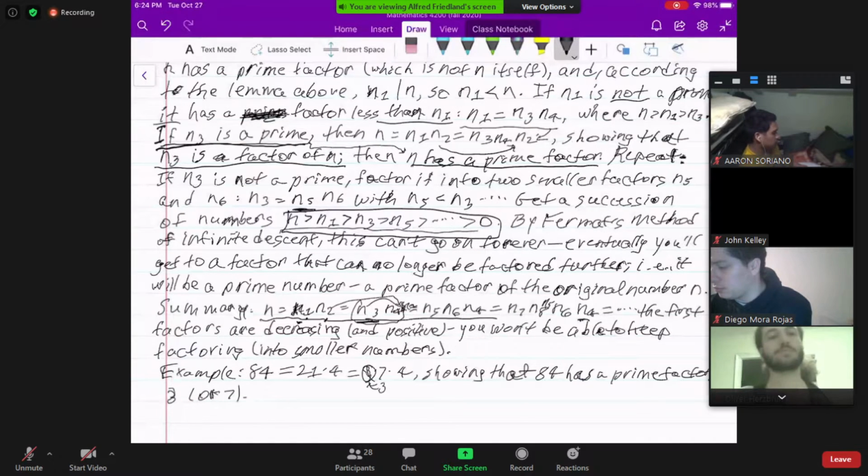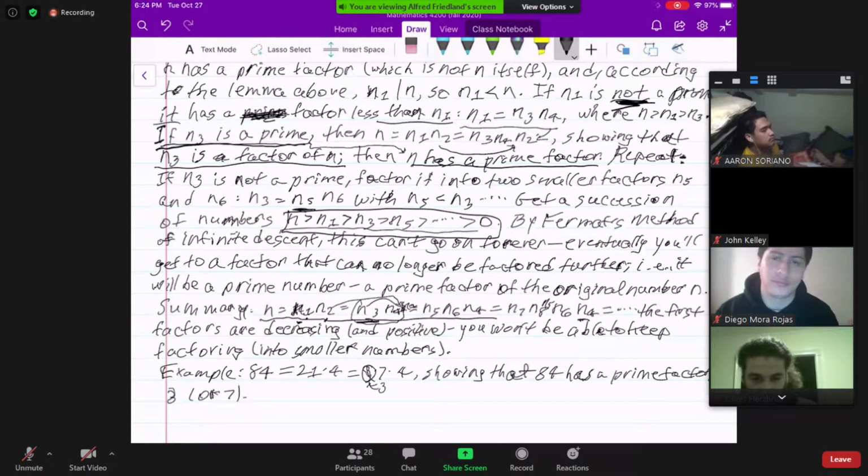And Fermat's method of infinite descent, so it's the impossibility of going down forever, says that your initial supposition over here, if n is not a prime, then it has a prime factor, and then that each one of those factors either is a prime or it has a prime factor, and then you get another pair of numbers, one of which either is a prime, or if not, it factors further into smaller numbers. And Fermat's method of infinite descent says this process in the box here can't go on forever.